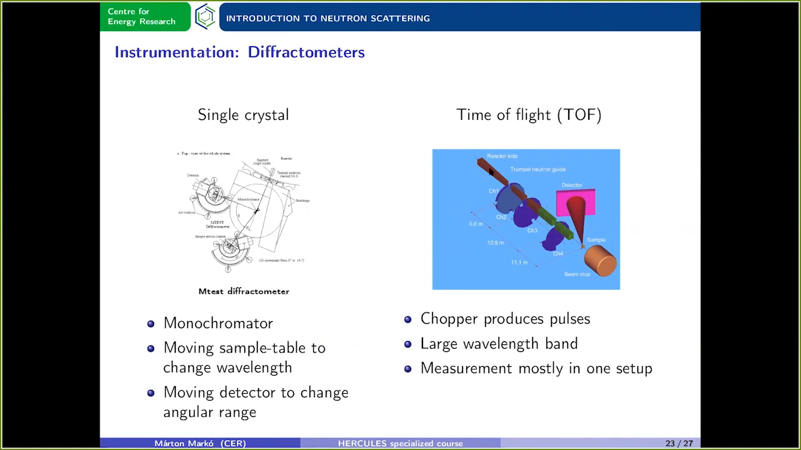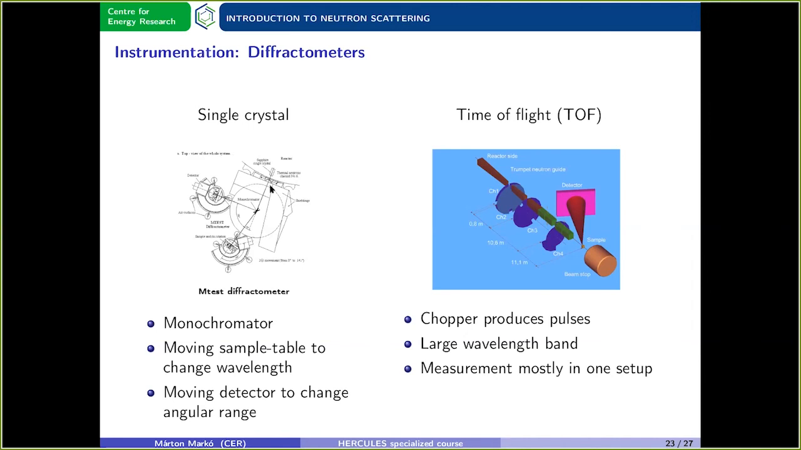This is our TOF instrument at the Budapest Research Reactor. Here we have a pulse shaping chopper and other choppers which just avoid the overlapping of different beams, and then the scattered beam is measured mostly at backscattering to have high resolution, and we are just measuring the flight time starting from here and arriving to the detector in this way. Here the chopper produces the pulses, and we have a relatively large wavelength band. That means that here the measurement can be done mostly in one setup.